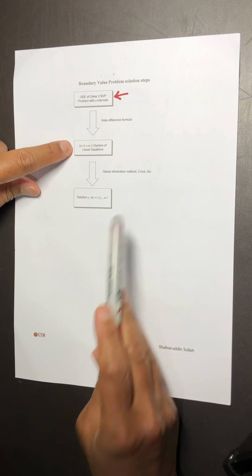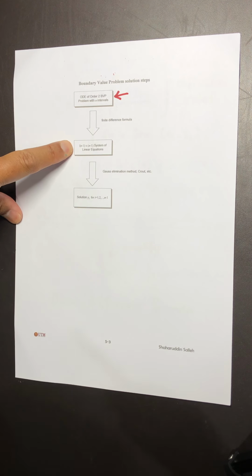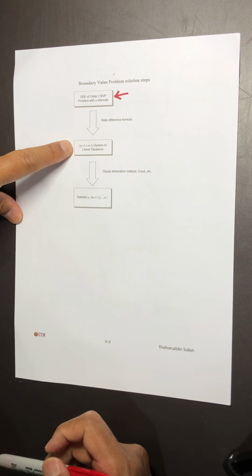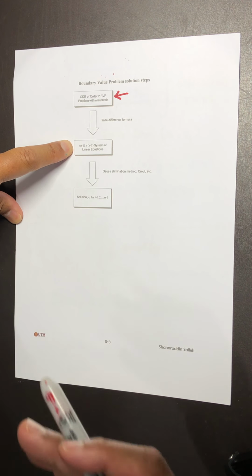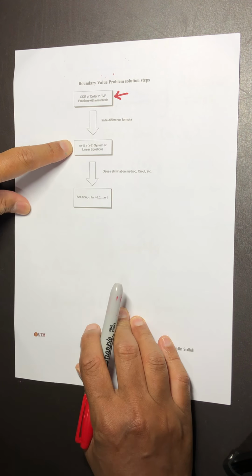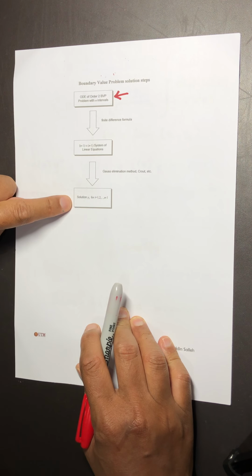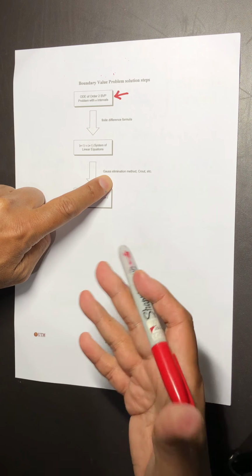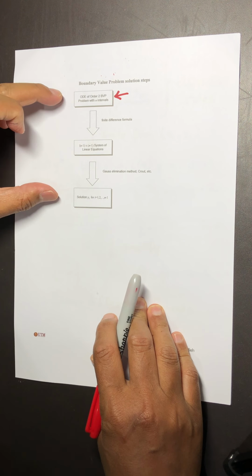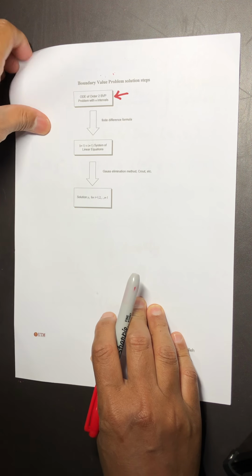Second part is, once we get the system of linear equations, we can apply the methods that we discussed before, which is solving a system of linear equations to find the solution. So the methods can be Gaussian elimination method, Crout method, Cholesky, Thomas, and so on. So this is the one that we need to do.